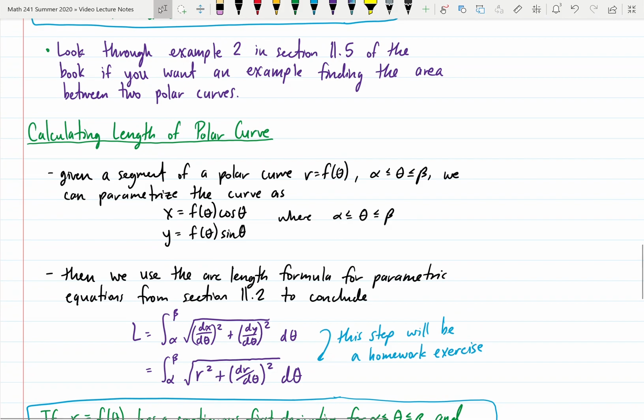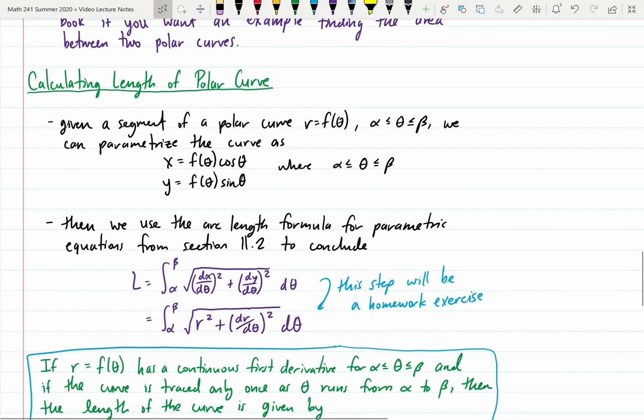Okay, so let's look at calculating lengths of polar curves now. So we just talked about areas. Now we're moving on to lengths. I first want to derive the formula for the length. So if we are given a segment of some polar curve, given by r equal to f of theta, where theta is between alpha and beta, we can parameterize the curve just like I did in the previous section. So we set x equal to f of theta cosine theta, and we set y equal to f of theta sine theta, where theta is varying from alpha to beta.